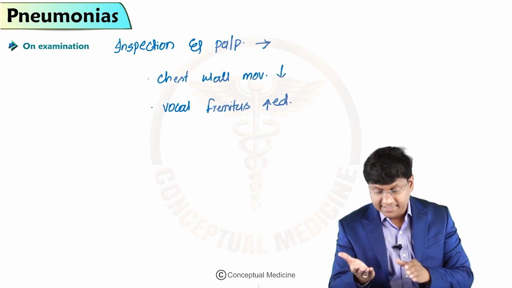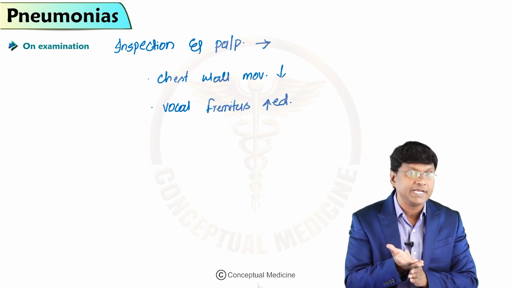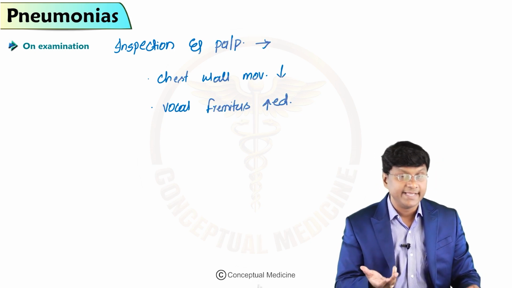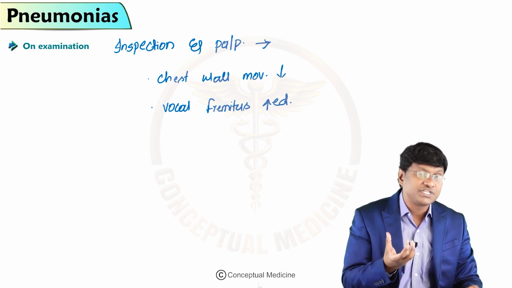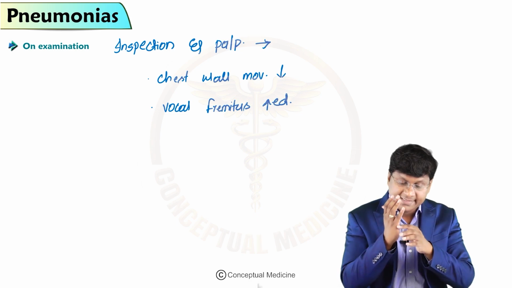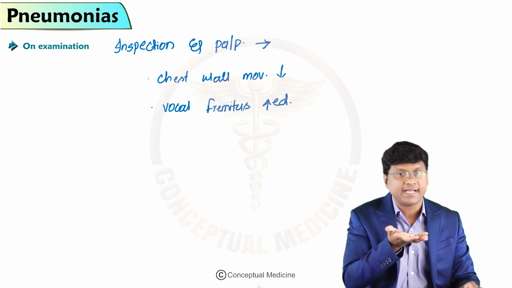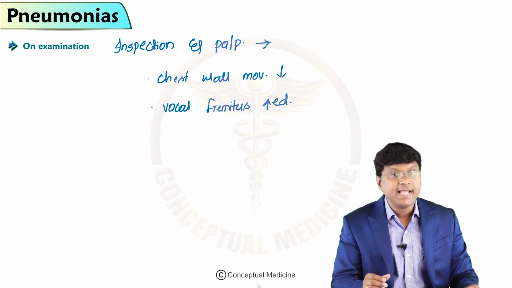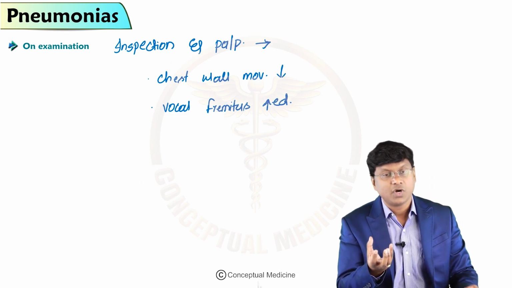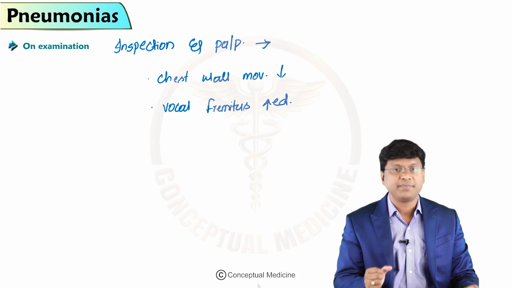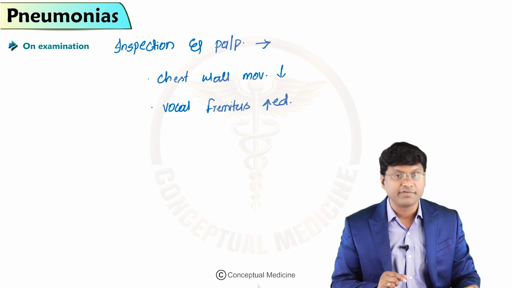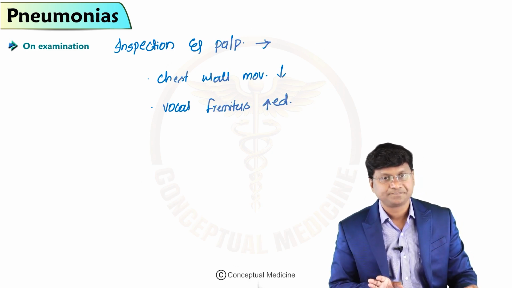And how do you elicit this particular vocal fremitus? You need to keep the ulnar aspect of the hand over the area of consolidation and ask the individual to speak. Then the vibrations generated within the lung parenchyma are transmitted onto the surface of the chest wall and felt by the ulnar aspect of the hand. Over the area of consolidation, there is increased transmission of vibrations, and that is what is meant by vocal fremitus being increased.